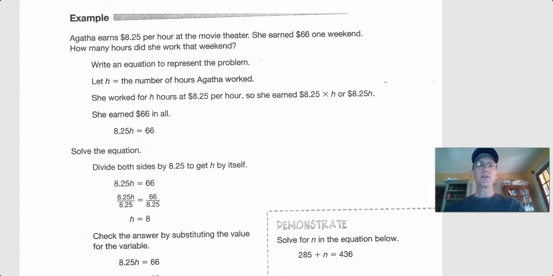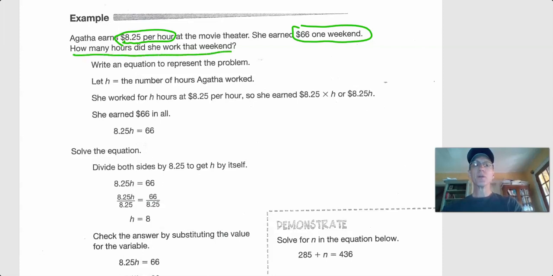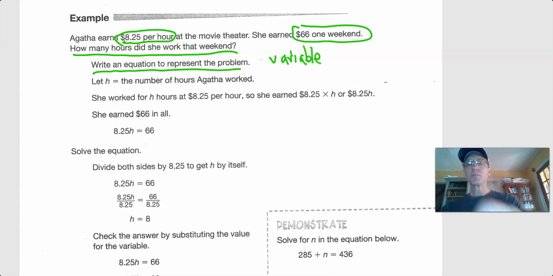The first one, okay, it says Agatha earns $8.25 per hour at the movie theater. She earned $66 one weekend. How many hours did she work that weekend? Okay, so if you're the owner of a small business and you're trying to go back and figure out who you paid, you can use an equation to do this. The first thing says write an equation to represent the problem. So that means you're going to have a variable. It says $8.25 per hour, and we want to know how many hours. So that's our question. We want to know hours. So we're going to let h equal hours.